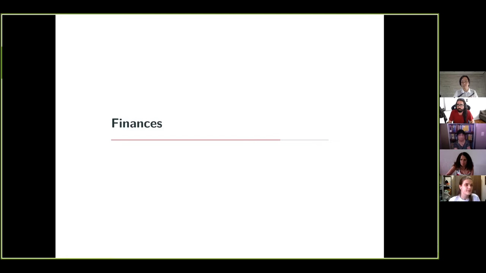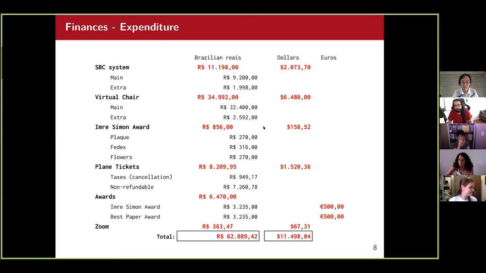So, hi everyone. I just want to talk a little bit about the financial part of our event. I will start talking about the expenditure, the cost of the event. Of course, when we decided to move our event online, the costs were reduced. So let me give you some idea. This is an approximation because the cost depends on the exchange rate and some extra taxes that we still don't know. But I think it's pretty close to reality.